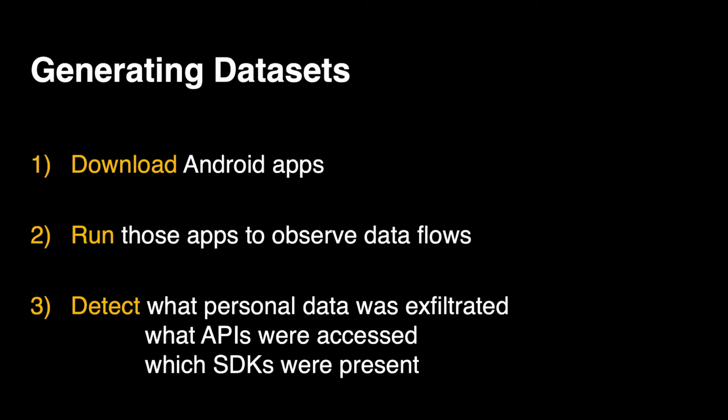So basically, we have a whole process now where we download lots of Android apps. We run those apps on our instrumented phones in our test bed so that we can observe what data they access and to whom they send it. And then we look at what APIs were accessed, which will give us clues as to what data might be used for, such as ads or analytics, as well as what types of third-party SDKs were present and whether those were responsible for many of the data exfiltration behaviors that we observe.